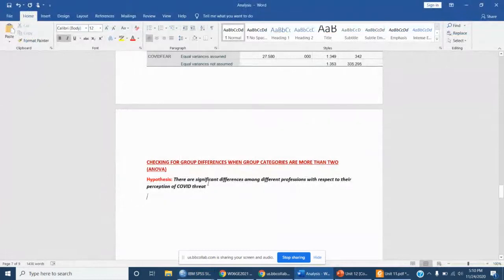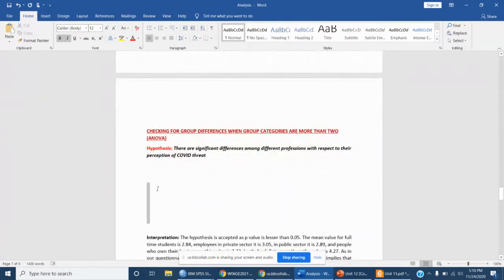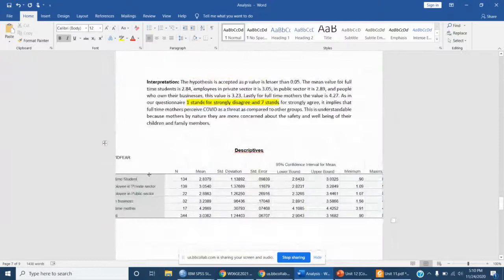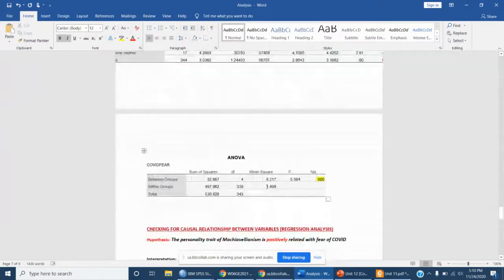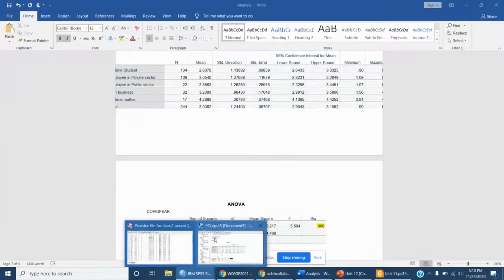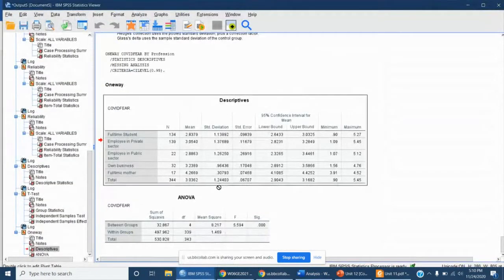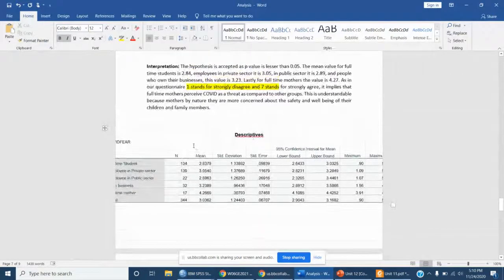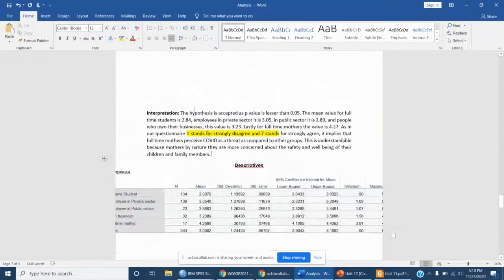Our hypothesis was that there are significant differences among different professions with respect to their perception of COVID threat, and our interpretation is very simple as well. So we will copy these two tables. I've already copied these tables, so we will copy these two tables in our output, the descriptive table and the ANOVA table. I will paste it here, and we will extract information from these tables and interpret our hypothesis.